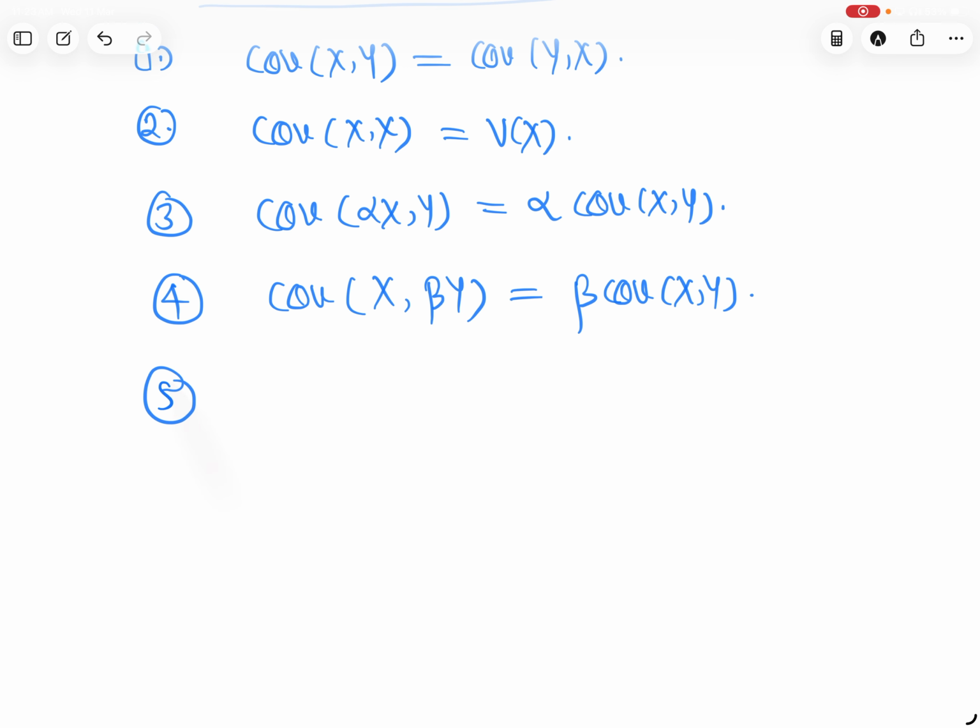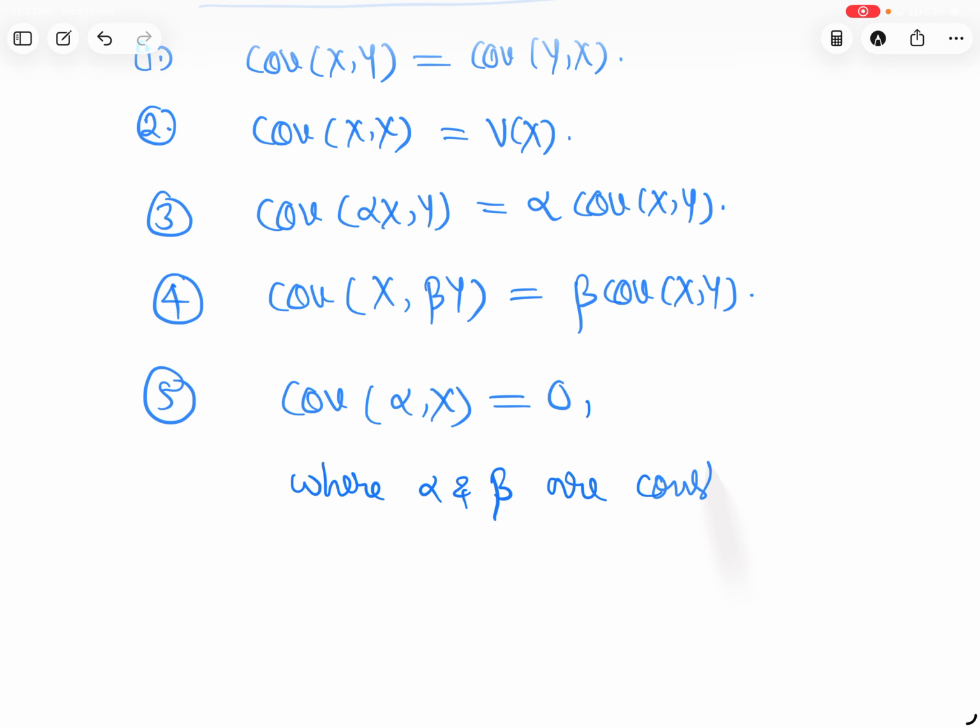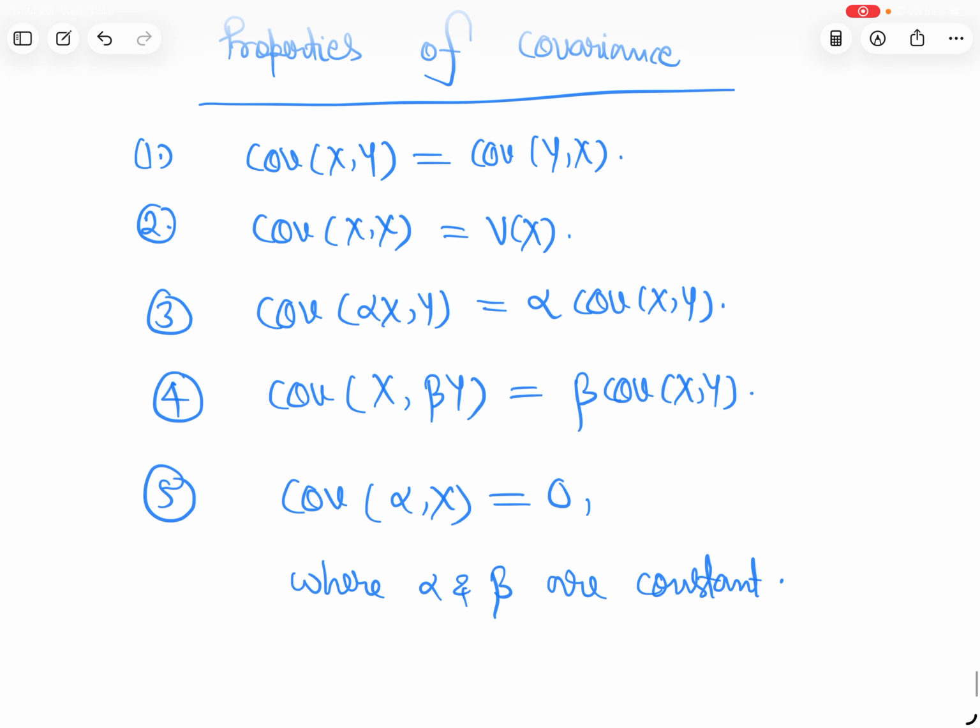And fifth is that covariance of alpha, beta is equal to 0, where alpha and beta are constants. It is simple to verify this property. You can verify yourself, no problem. It is simple, just routine exercises. You can check yourself. There are 5 properties told. So note it.